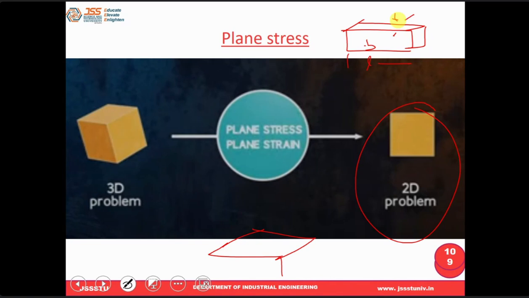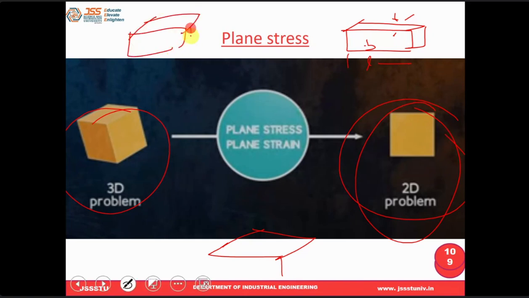Therefore, we convert this 3D problem into a 2D problem. When we do that, our computation time becomes less and it makes the design very easy to do. That's why in most designs we take up the 2D form. But when all three dimensions are significant, like length, width and depth, the stresses in a particular direction can be maximum, so in that case we deal with a 3D problem. Otherwise we go for 2D.